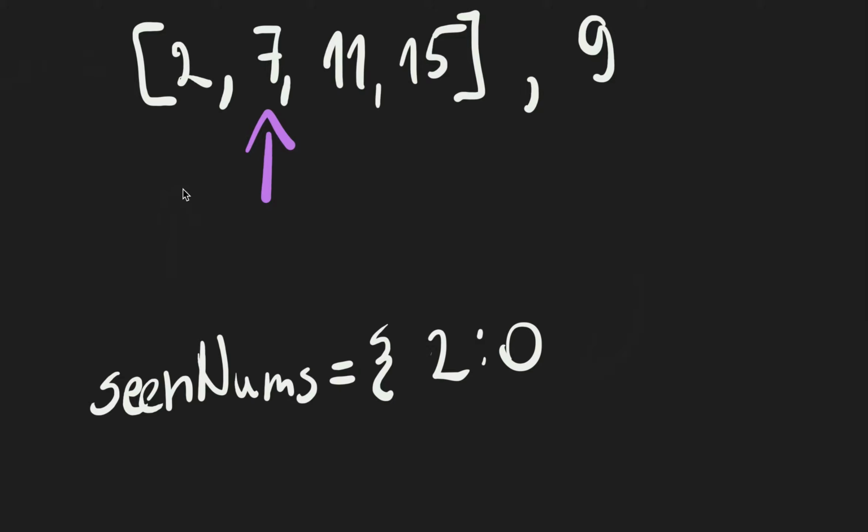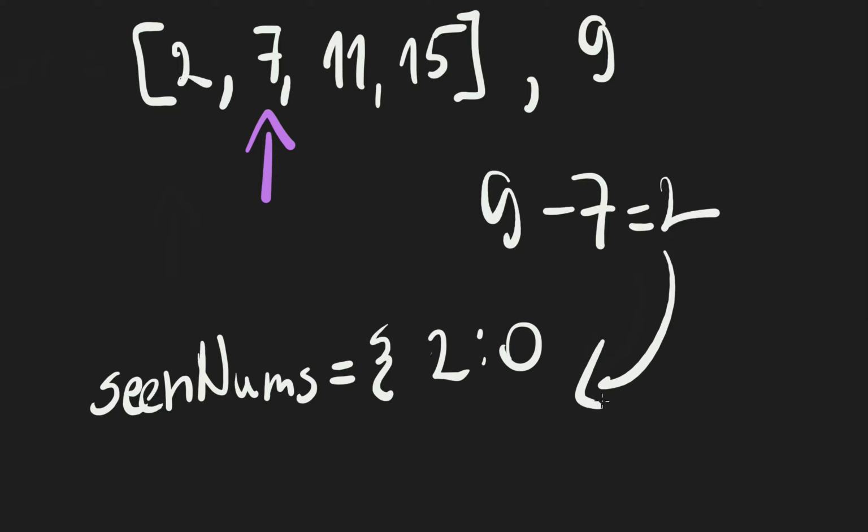Let's go to number 7. 9 minus 7 is 2. Do we have 2 inside our sums hash table? We do. So let's just return the index of 2, which is 0, and the index of the current number, which is 7, at index 1.